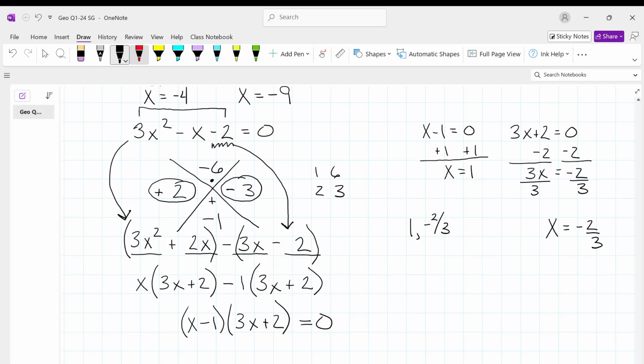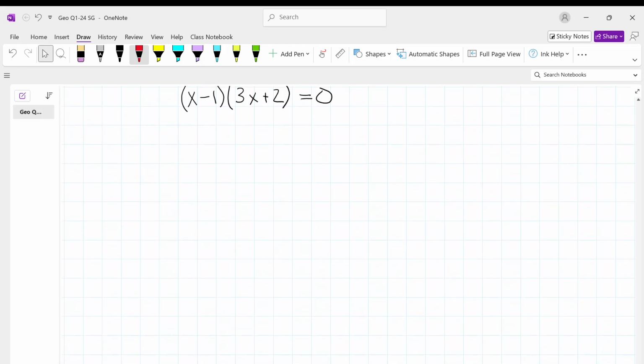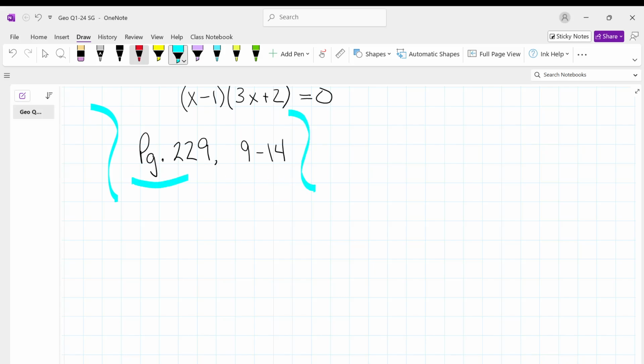All right, so as a reminder, after each lesson, each day, I give you practice problems. So your practice for today is going to be on page 229, problems 9 through 14. What you're supposed to do is complete these problems, check your solutions, and then do the electronic assignment. Okay?